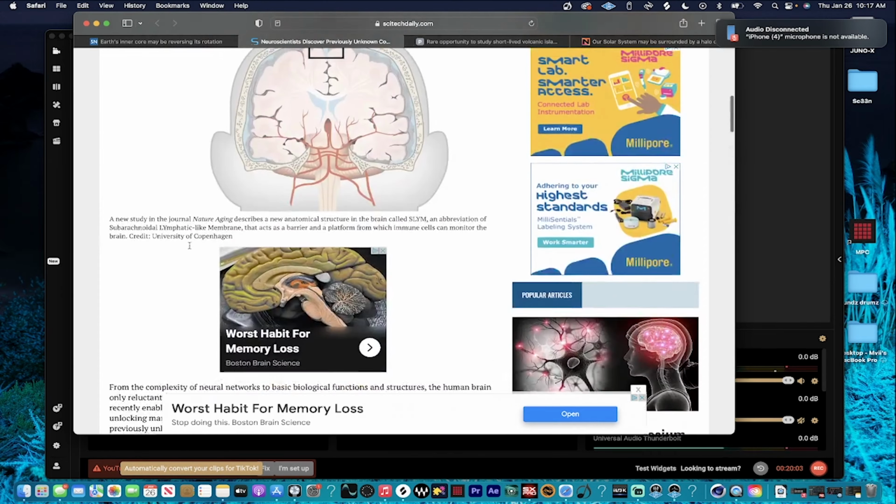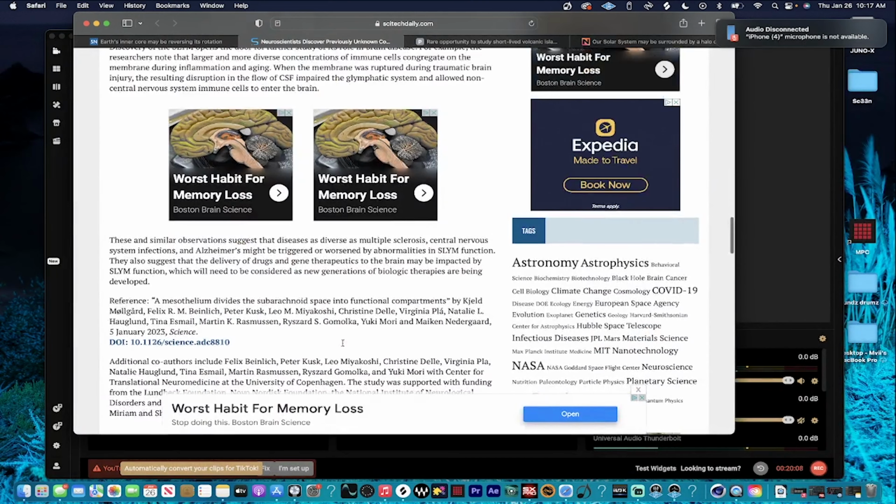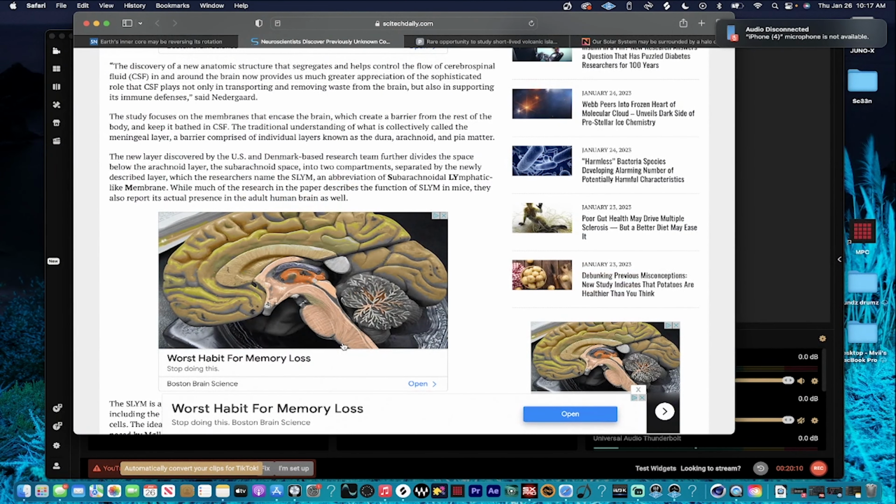So pretty much, they're telling you some more. Hold on, did they find that? While many research papers describe the function of it, they also report its actual presence. This study focuses on the membranes that encase the brain, which create a barrier from the rest of the body.